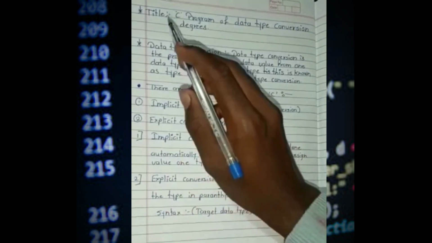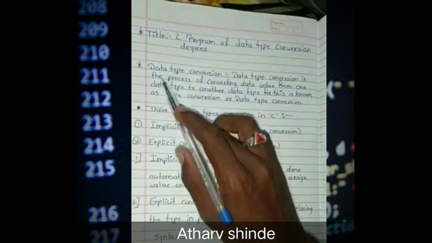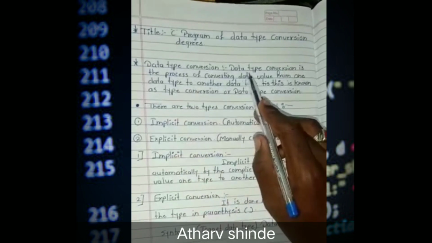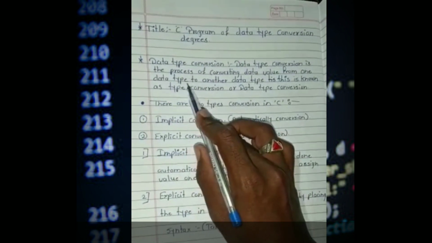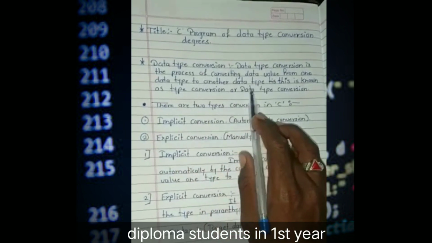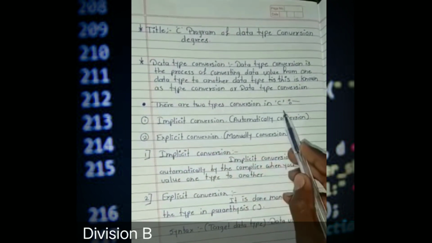So hi guys, our program title is C program of data type conversion degrees. First, data type conversion. Data type conversion is the process of converting a data value from one data type to another data type. This is known as type conversion or data type conversion. There are two types of conversion in C.